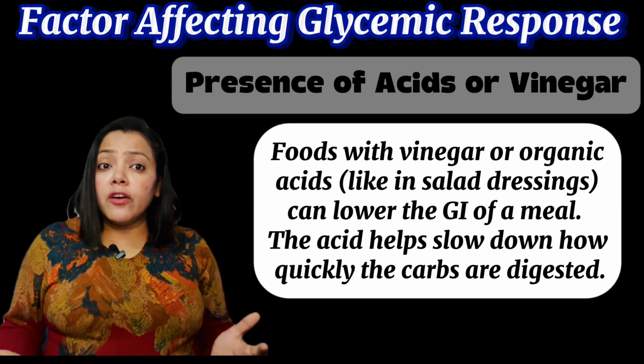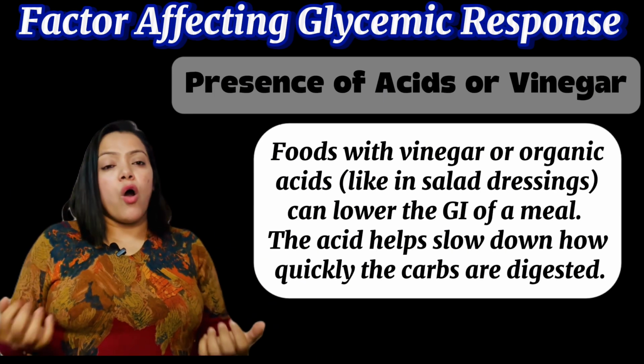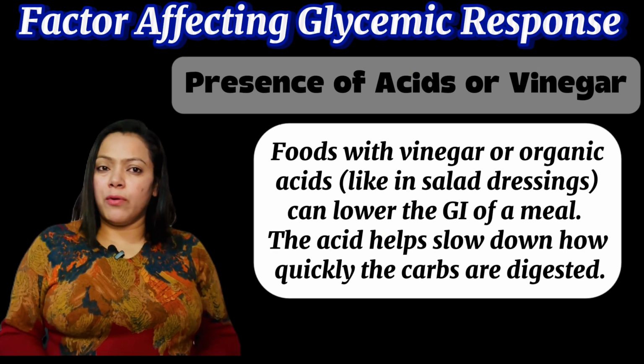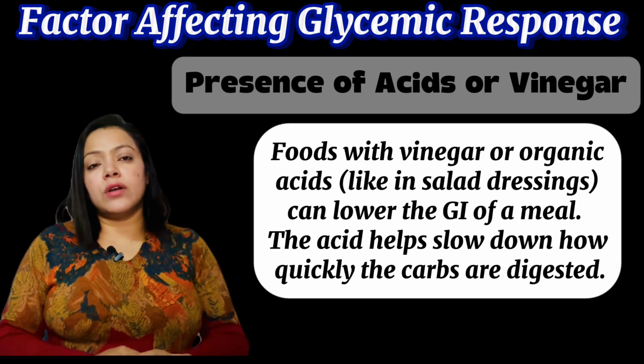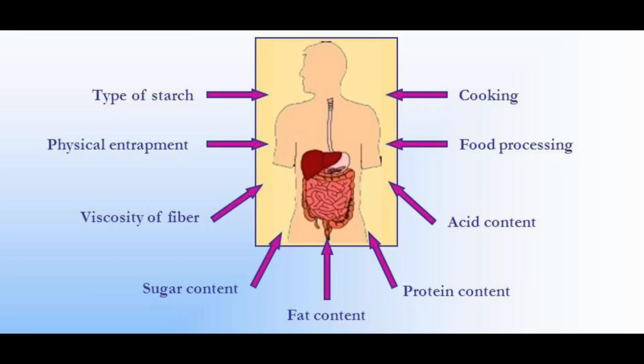And moving to the presence of acid or vinegar. Foods with vinegar or organic acid can lower the GI of a meal. This acid helps slow down how quickly the carbs are digested. You can see the chart here, factors affecting glycemic response.